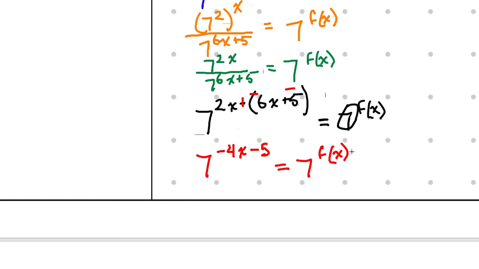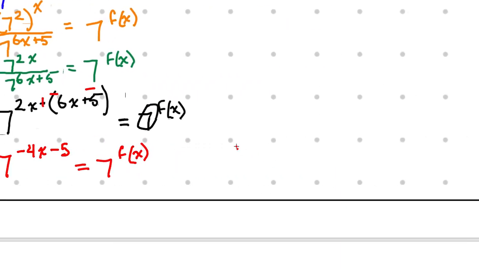And there's our answer. F of x must be equal to negative 4x minus 5. So we can say that down here. F of x must be equal to negative 4x minus 5, and box it.